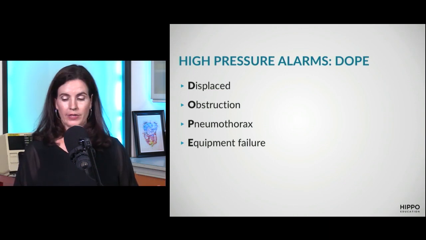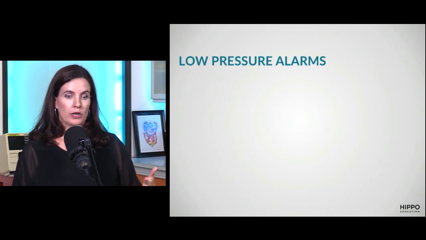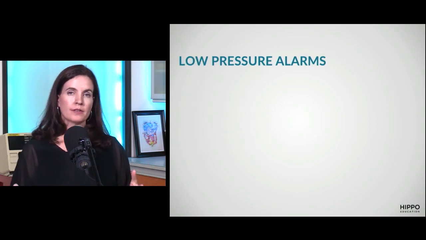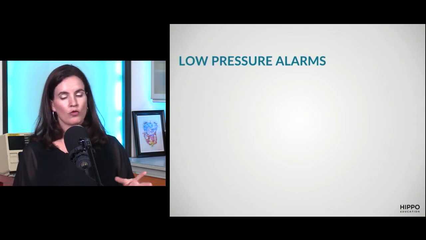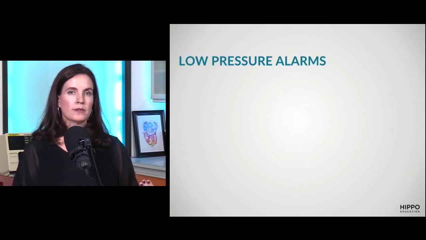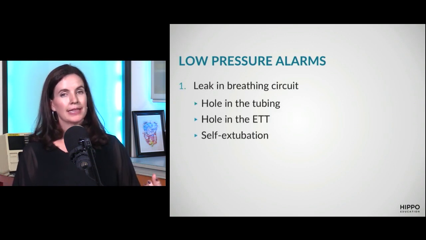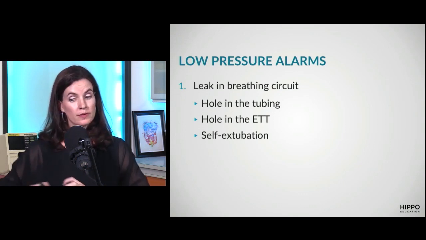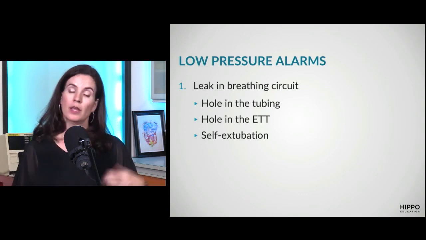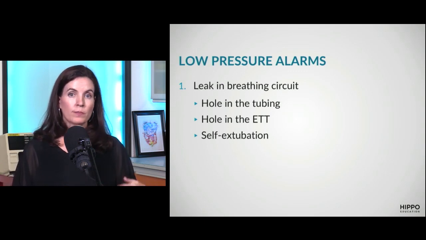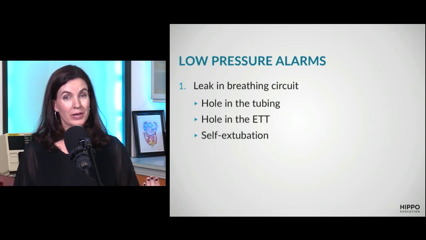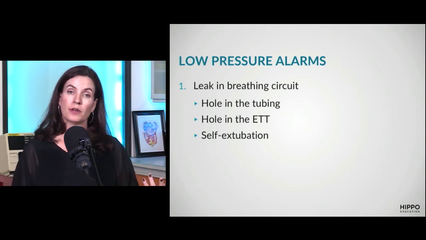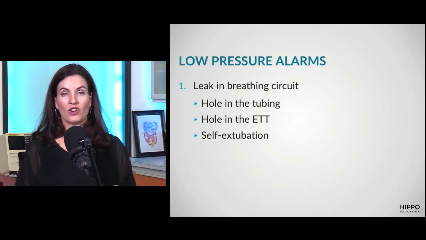Love it. Next, low pressure alarms. These will come up on some vents as low pressure. Sometimes they come up as low volume, but the concept is the same. There's typically a leak in the breathing circuit. Like, there's a hole in the tubing somewhere between the patient and the ventilator. Maybe there's a hole in the endotracheal tube, most commonly because the patient has bit through it. Or they may have self-extubated, which is the biggest leak of all.